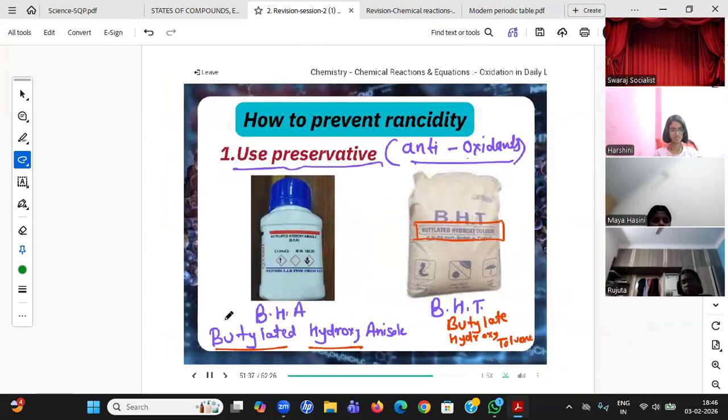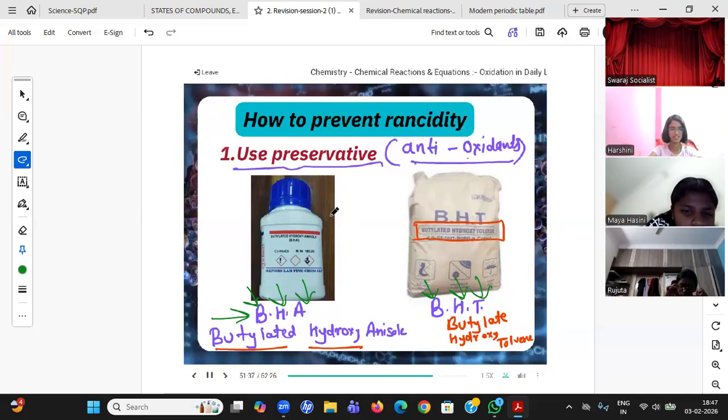Please remember these names: BHA and BHT, butylated hydroxyanisole and butylated hydroxytoluene. If you mix this in, you can consume it; it is not so harmful. But again, if you consume it in larger quantities, you can be affected with cancer. So in limited quantities we can consume it, and if you add this, the food will be preserved. Yes, Harshini, why will the food be preserved if you add it?